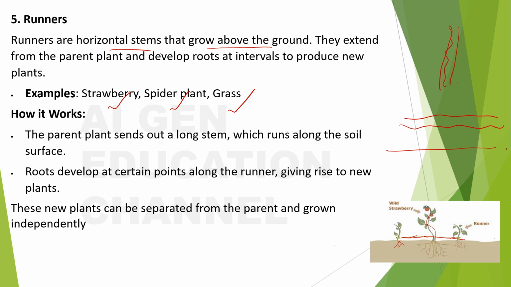The parent plant sends out a long stem which runs along the soil surface. Roots develop at certain points along the runner, giving rise to new plants. These new plants can be separated from the parent and grown independently. So after they have grown well, then you can separate them and grow them independently. This is about the runners.